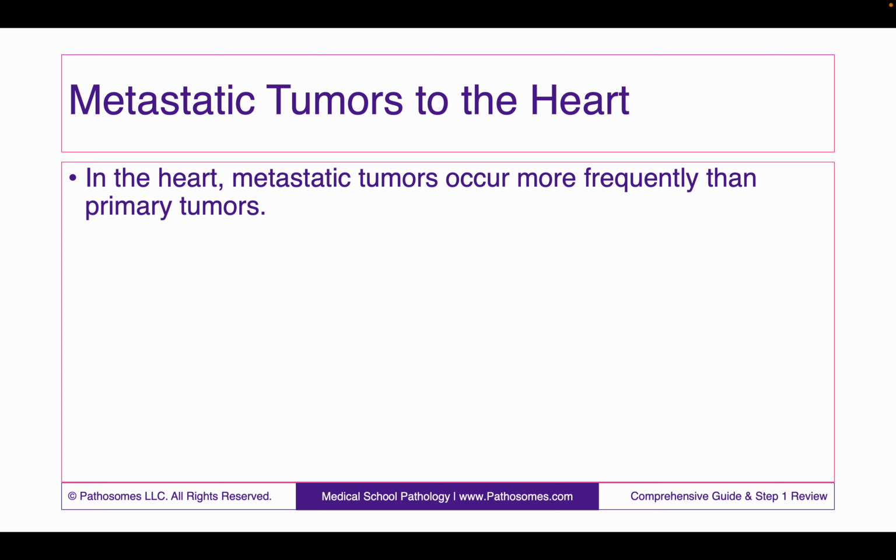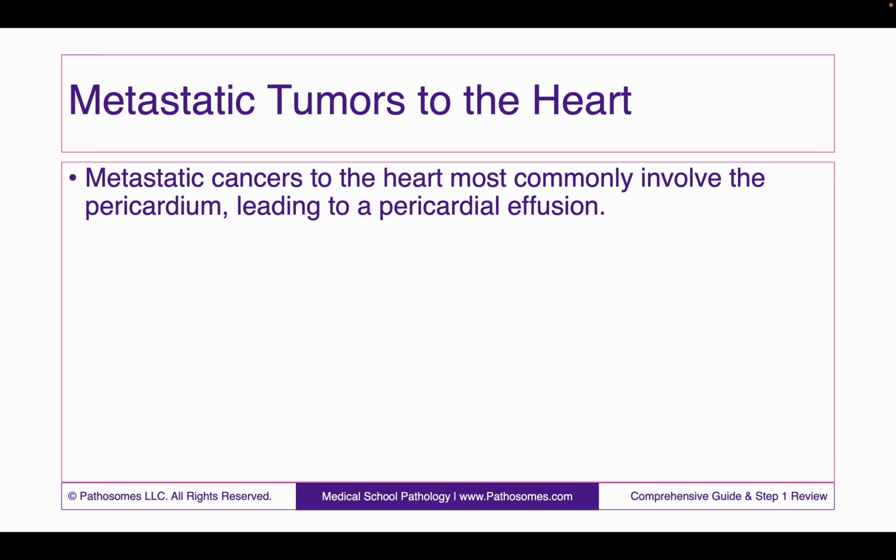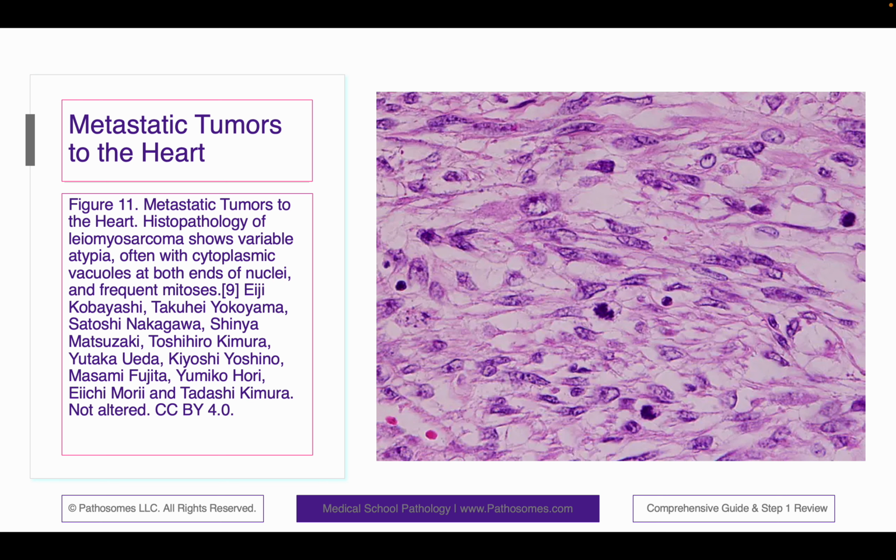Now let's talk about metastatic tumors to the heart. In the heart, metastatic tumors occur more frequently than primary tumors. Yes. It's more likely that a heart tumor is due to a metastasis from another location, and it's less likely that that tumor grew in the heart somewhere. Examples of tumors that may metastasize to the heart include breast cancer, lung cancer, melanoma, and lymphoma. Metastatic cancers to the heart most commonly involve the pericardium, leading to a pericardial effusion. And here's a representative histologic specimen that shows a leiomyosarcoma that metastasized to the heart in a particular patient.